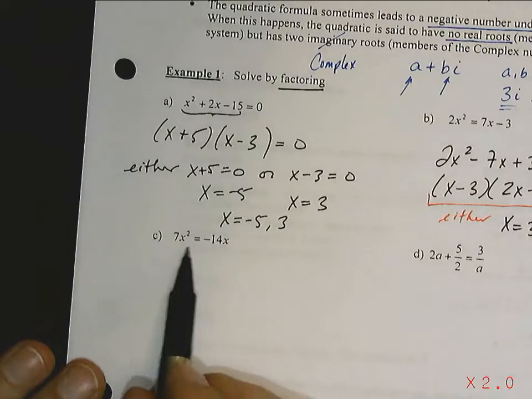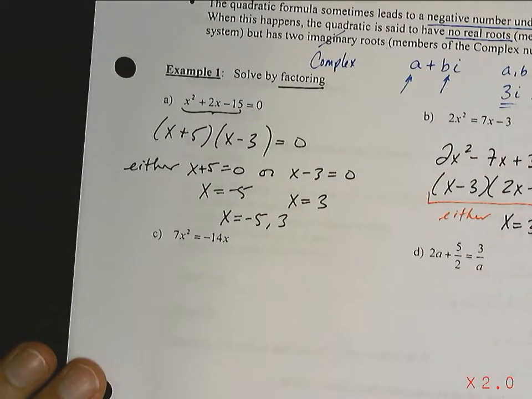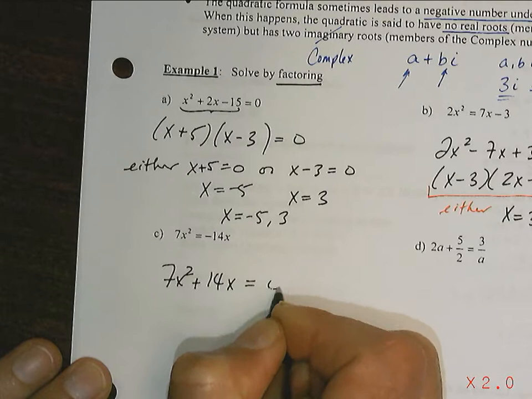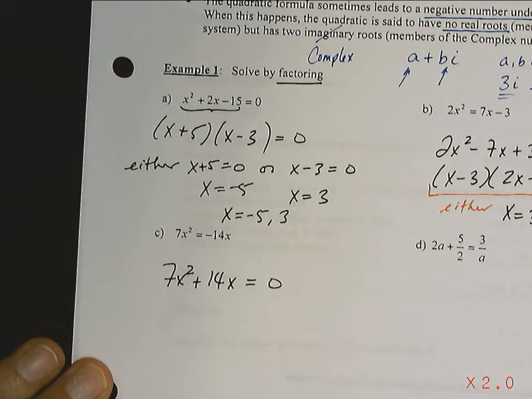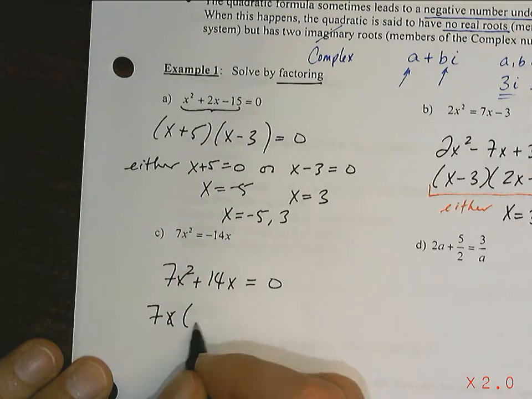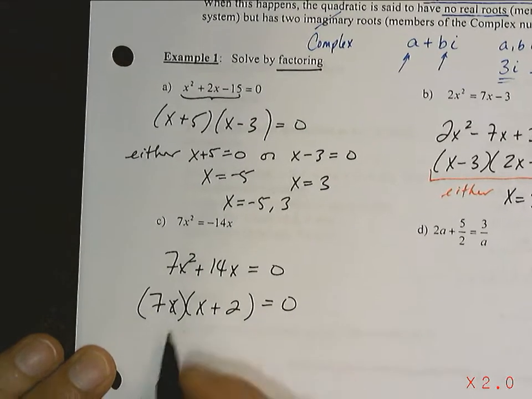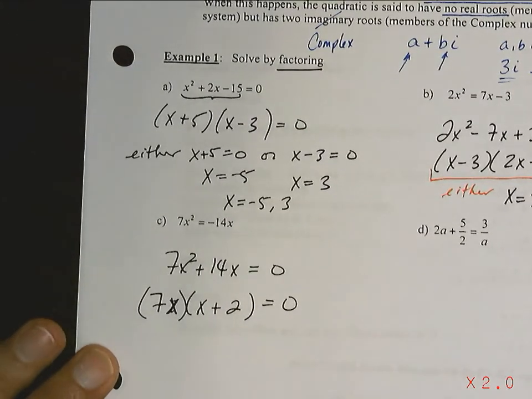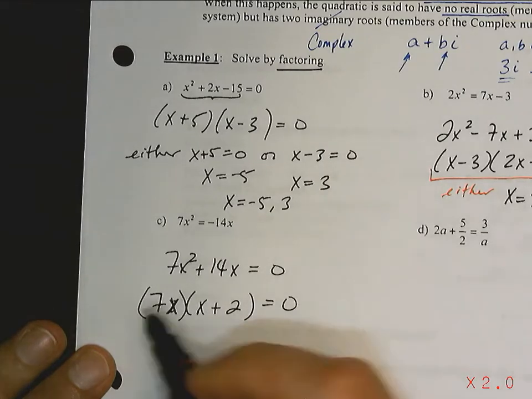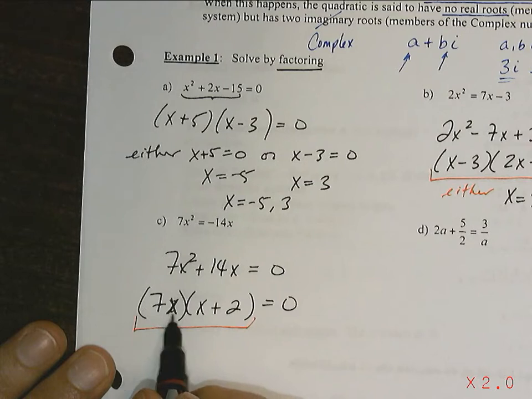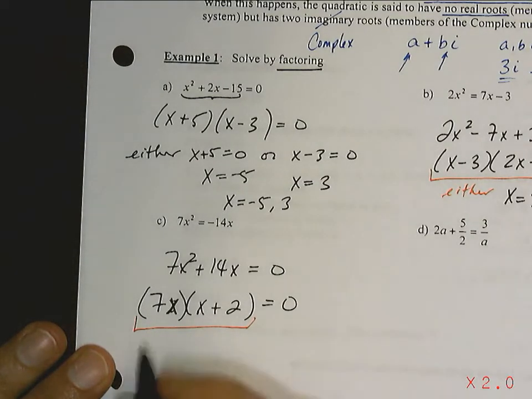Moving on. Take a look at this one. I'm going to solve that by factoring. I must put it in this form. It's not a trinomial. However, we can common factor. Seven x times x plus 2. I've got two things that multiply to give 0. So either the first one's got to be 0 or the second one's got to be 0.